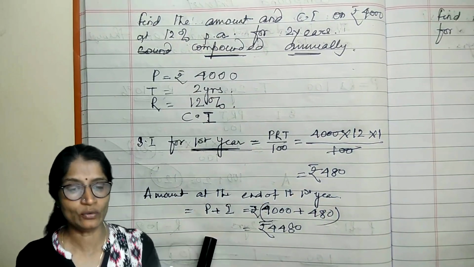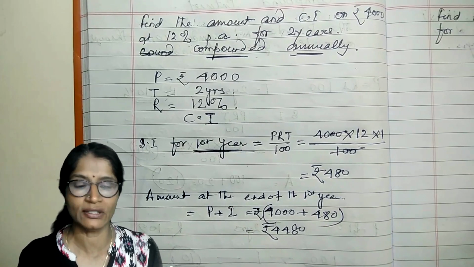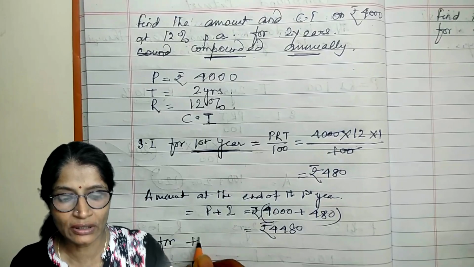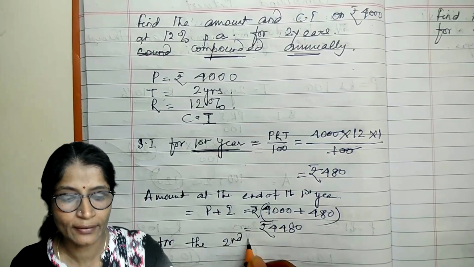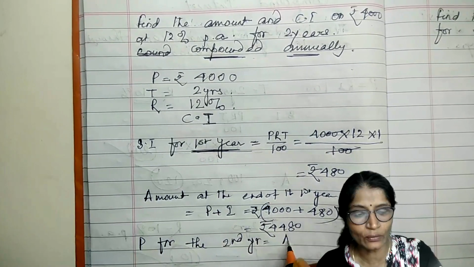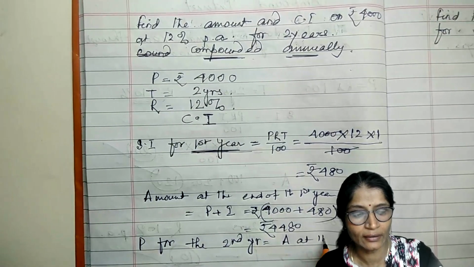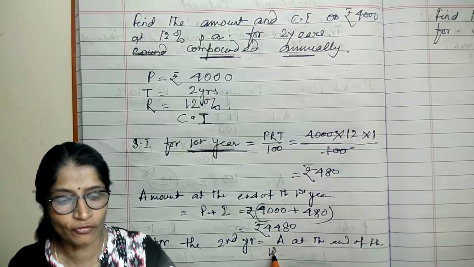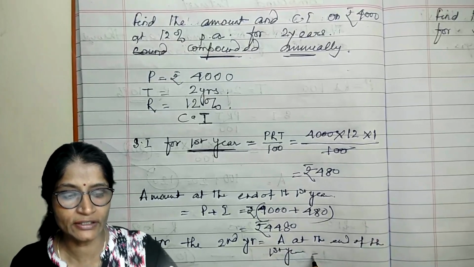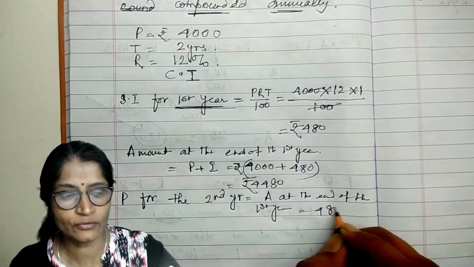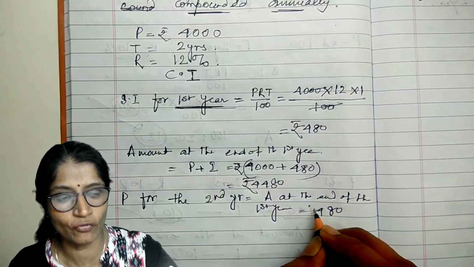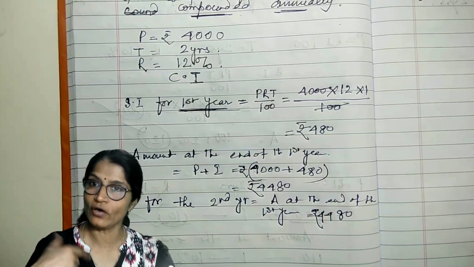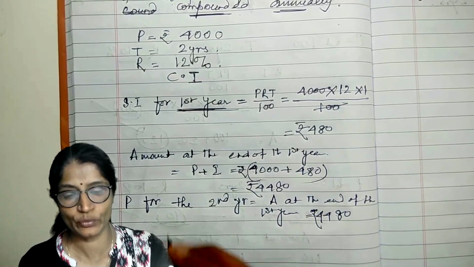So this amount will become the principal for the second year. So P for the second year is equal to A at the end of the first year, and that is equal to how much? That is 4,480. Okay. Now for the second year, how much interest will you get?